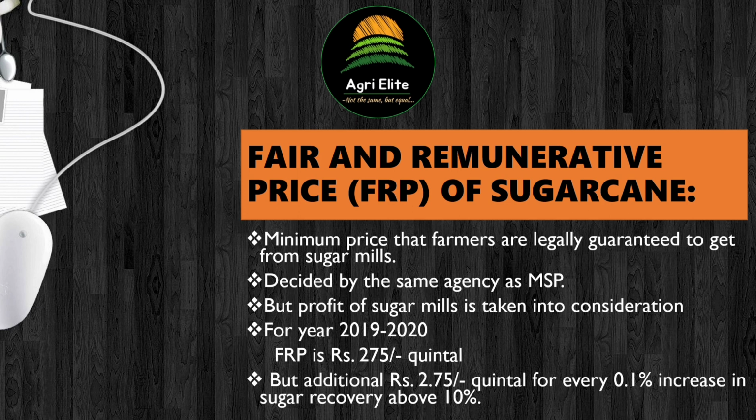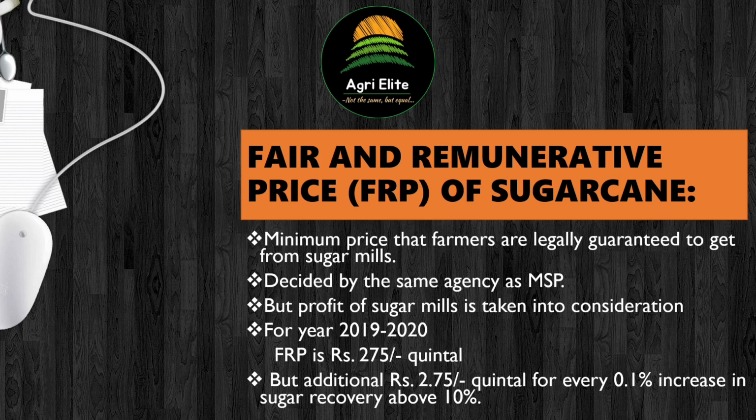Here, अगर शुगर मिल्स शुगर फैक्ट्रीज को किसी चीज़ से ज़्यादा फायदा होता है तो उसकी FRP भी बढ़ाई जाएगी शुगर केन की. अगर इस साल की बात करें 2019-20 की, तो इस साल जो FRP रखी गई है शुगर केन की वो रखी गई है ₹275 पर क्विंटल. बट इसके साथ एक और एडिशन किया गया है कि अगर किसी फार्मर के शुगर प्रोड्यूस में 10% से ज़्यादा शुगर रिकवरी होती है, देन उसको पर क्विंटल ₹2.75 एक्स्ट्रा दिया जाएगा.